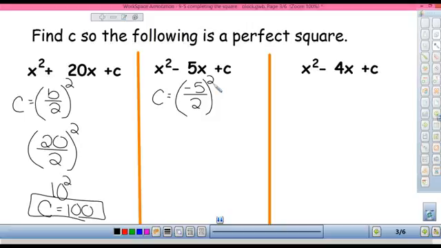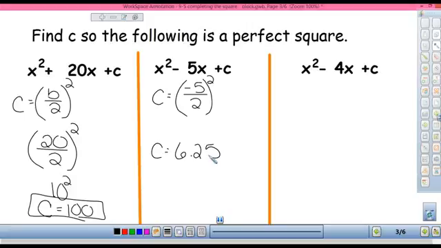So c equals 6.25. Okay, did you square it though? No. Anytime you square a number, you are going to get a positive. Very, very important again. Anytime you square a number, you get a positive.